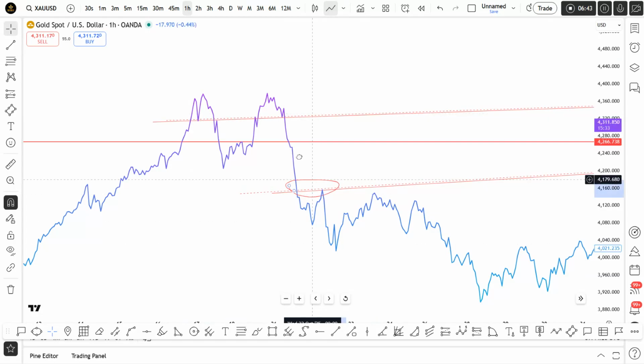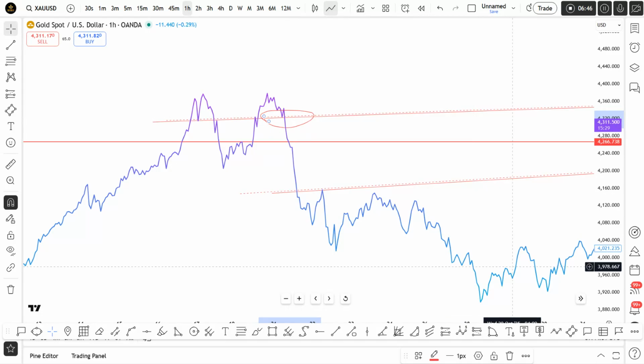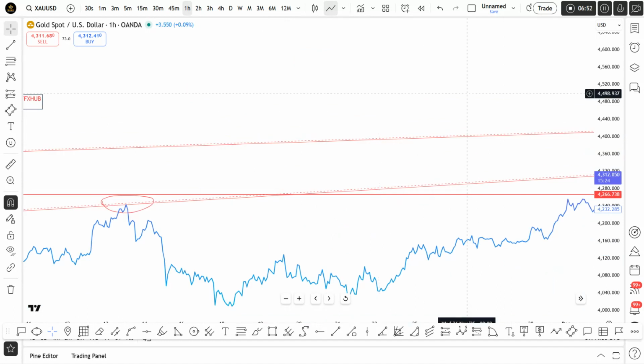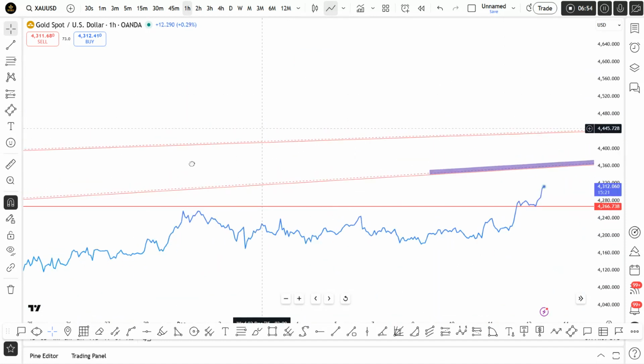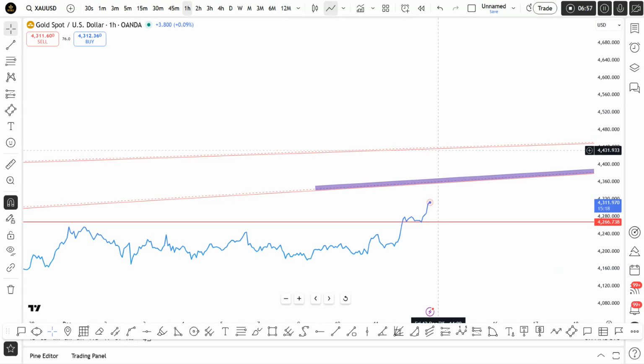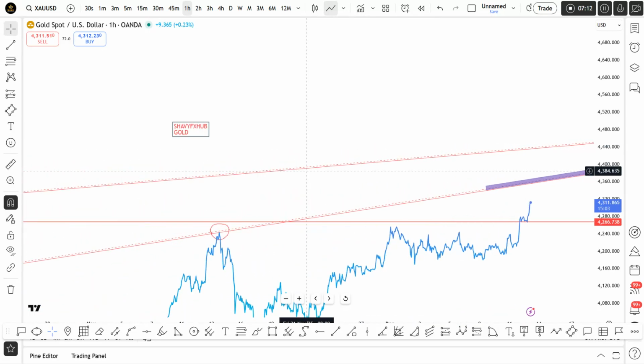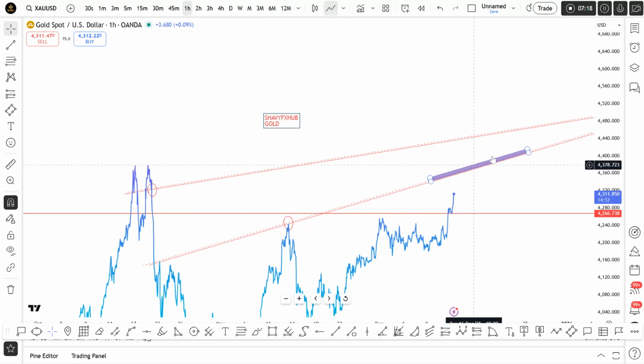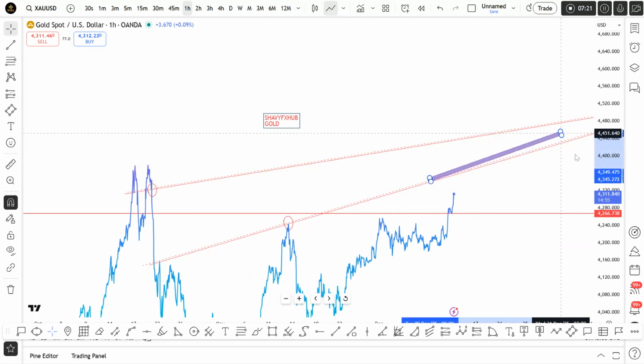So technically, we had a break of a support structure here, and I'm expecting a pullback into that structure in our current time, and that will be around 4434. So most likely the two sell zones we have, which are well calibrated, this is the first sell zone and this is the second sell zone. Trading is 100% probability.